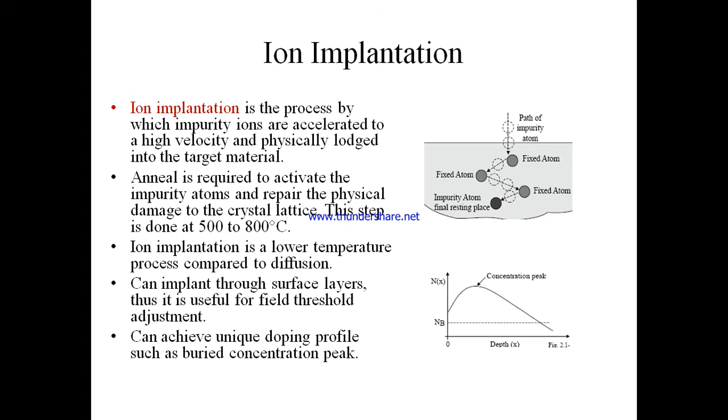And next up is the ion implantation. Ion implantation is the process by which impurity ions are accelerated to a high velocity and physically lodged into the target material. Annealing is required to activate the impurity atoms and repair the physical damage to the crystal lattice. This step is done at 500 to 800 centigrade. Ion implantation is a lower temperature process compared to diffusion.